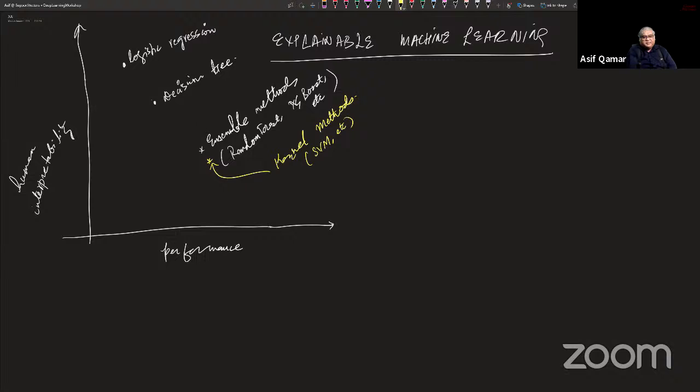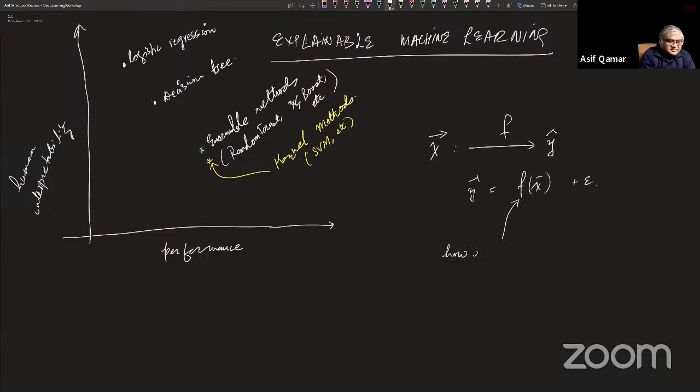Right? So for example, if you think of machine learning as the way that we have been thinking about it, X vector goes in, right? There is some function such that you get the y hat. So in other words, y hat is some function of the X vector up to an error term. If you think of machine learning like this, the question is, what is F? How easy is it to understand F? Right? That is a crucial problem.